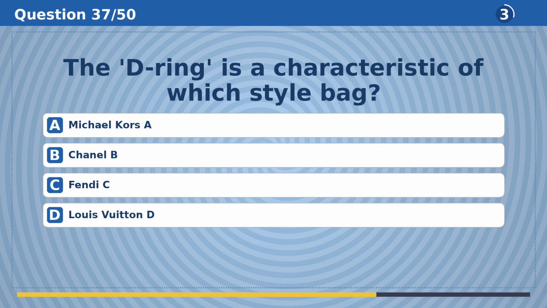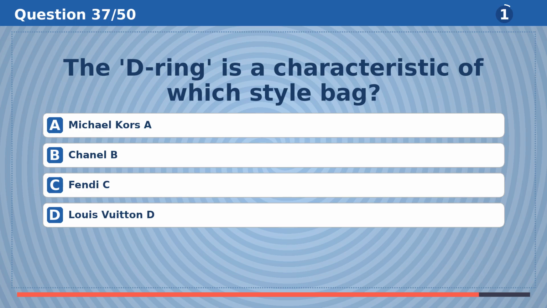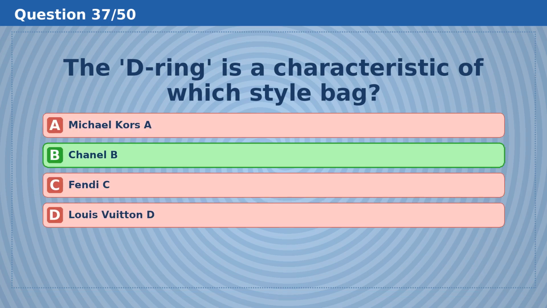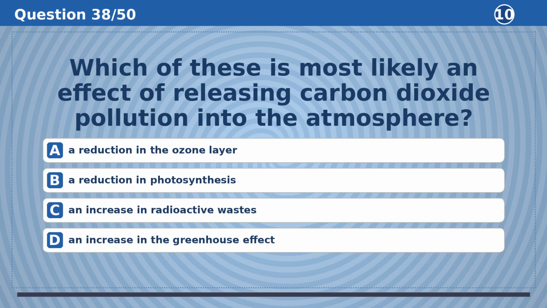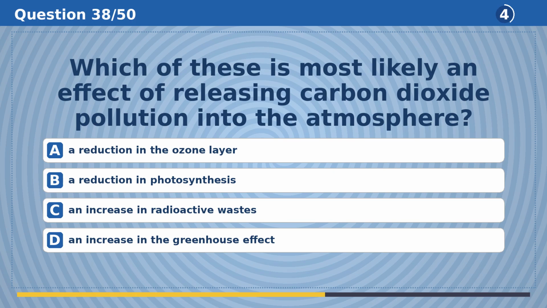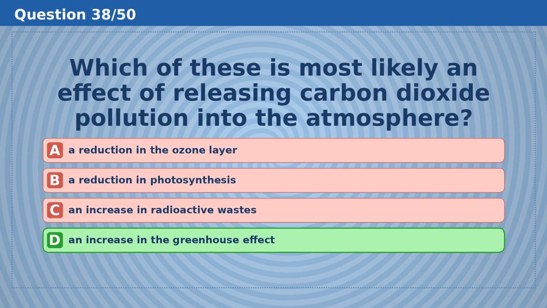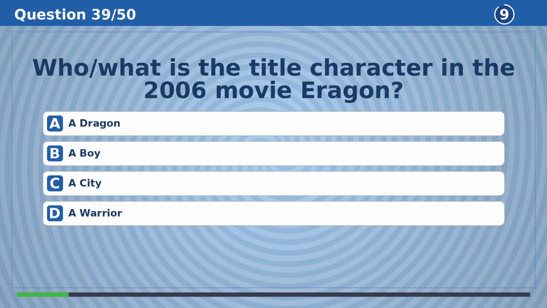The D-ring is a characteristic of which style bag? The answer is B. Chanel B. Which of these is most likely an effect of releasing carbon dioxide pollution into the atmosphere? The answer is D. An increase in the greenhouse effect.